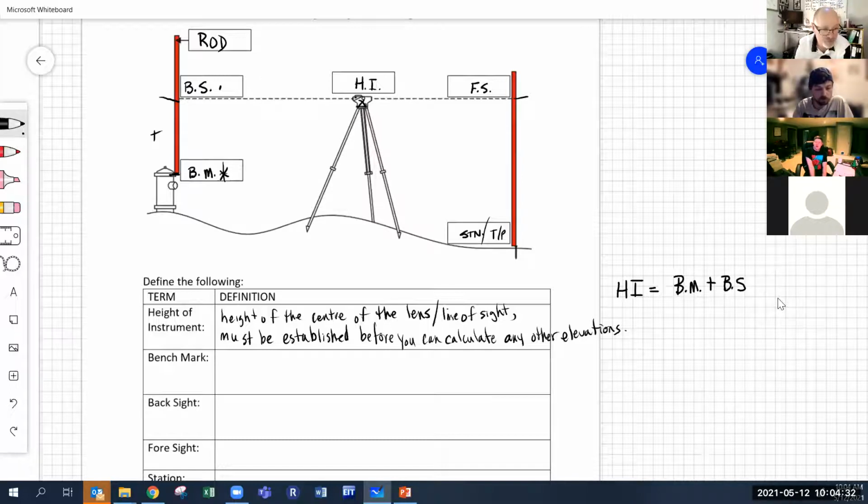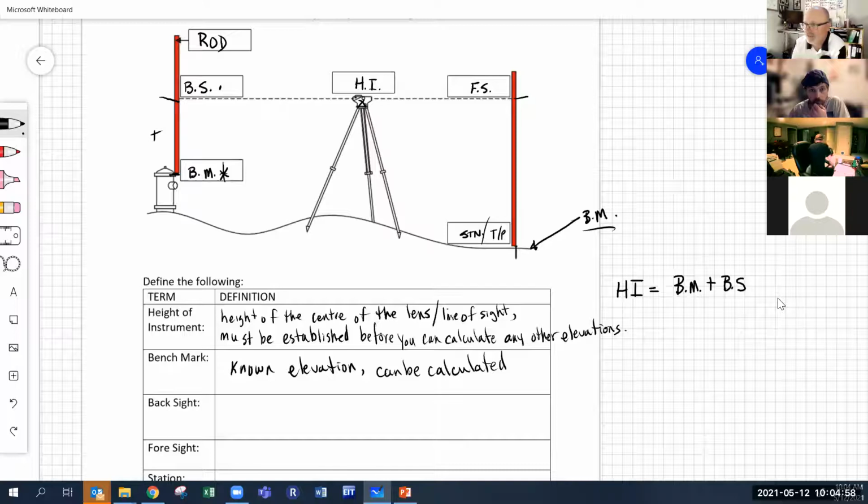Now, the benchmark, as you know, is a known elevation. And this can be calculated as well. Because once we get to this point, this can be our new benchmark. Once we get the elevation of that point, that station, right where that turning point is, we can determine a new benchmark. And what they show here is a pin in there. That's a pin.